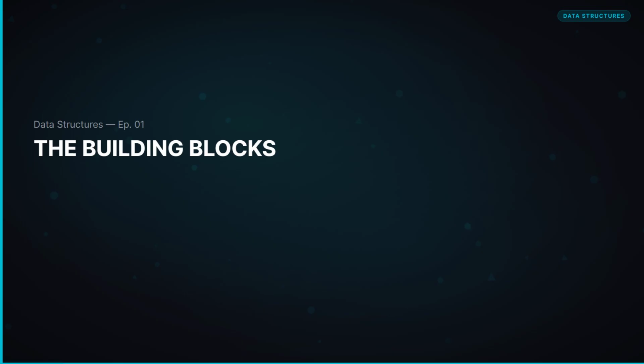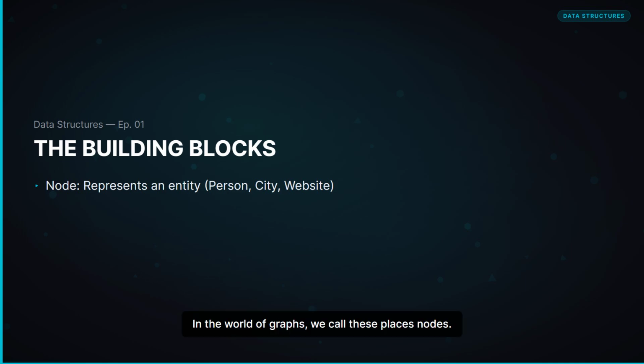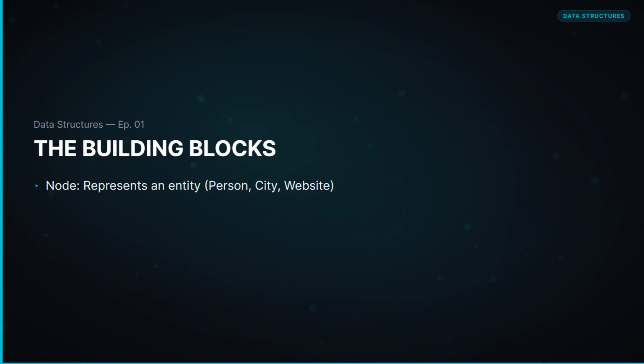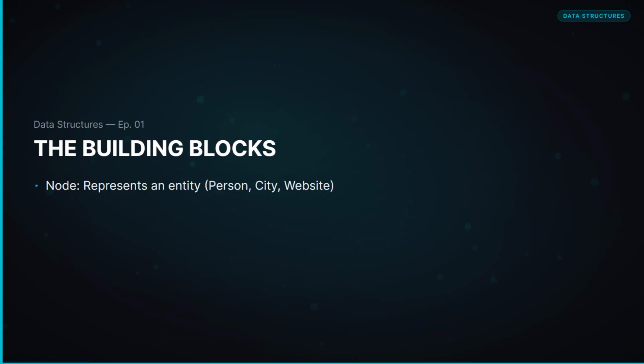Imagine your city. Every building, every park, every bus stop is a specific place, right? In the world of graphs, we call these places nodes. Think of them as individual points of interest. Now, how do you get from one building to another? You use roads, paths, or maybe even a bridge. These connections between places are what we call edges in a graph.